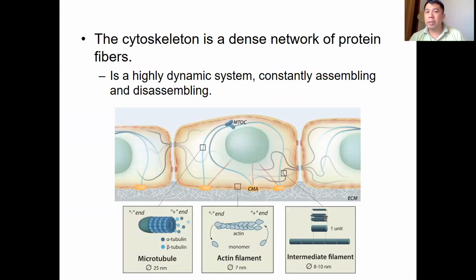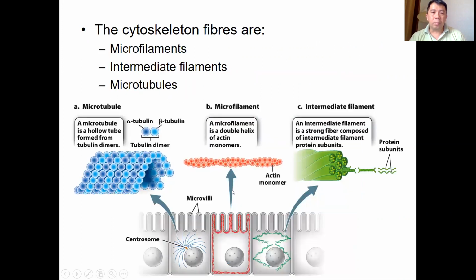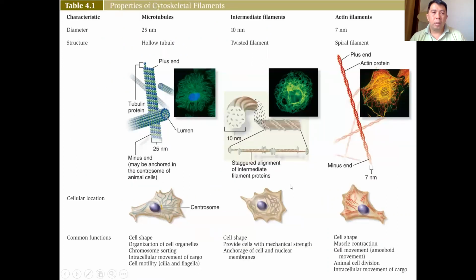The cytoskeleton is a dense network of protein fibers. As I just mentioned, there are three types. One is the microtubule, the second one is actin filament, and the third is intermediate filament. You can see the distributions. This is the microtubules. This one is intermediate filament. This is actin filament. Later you will see what function each of these cytoskeletons plays.